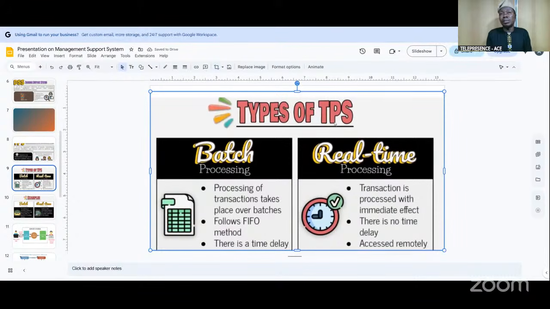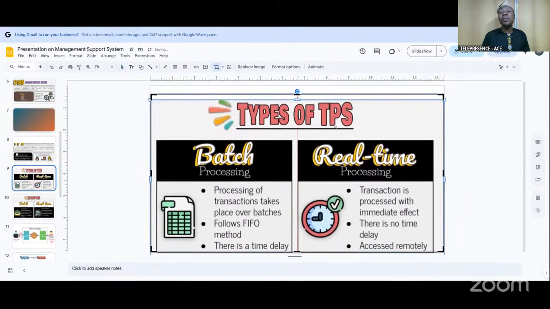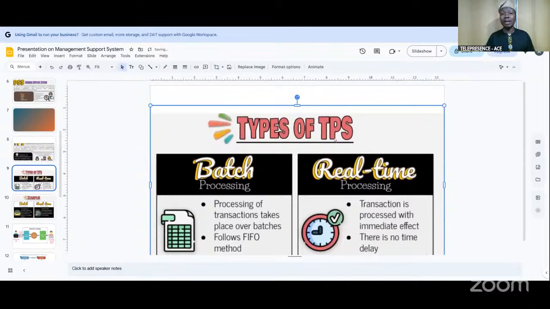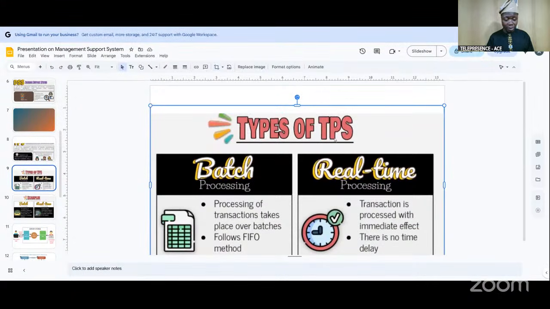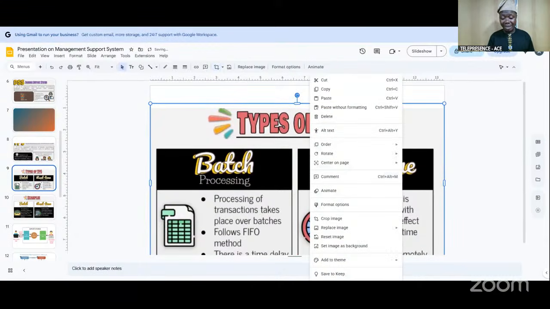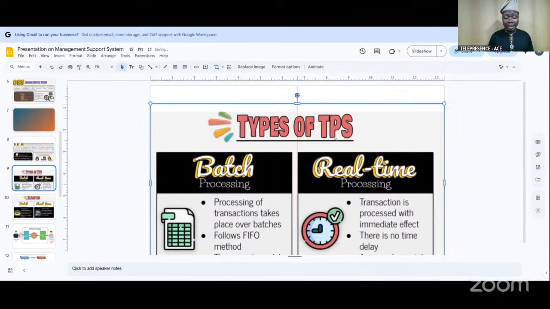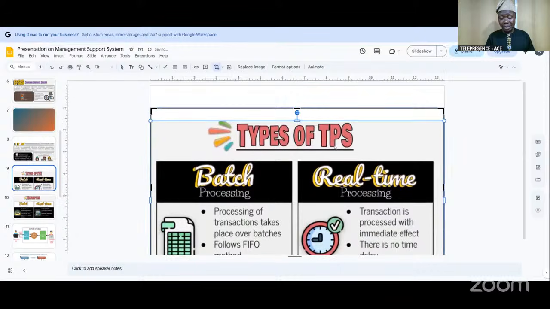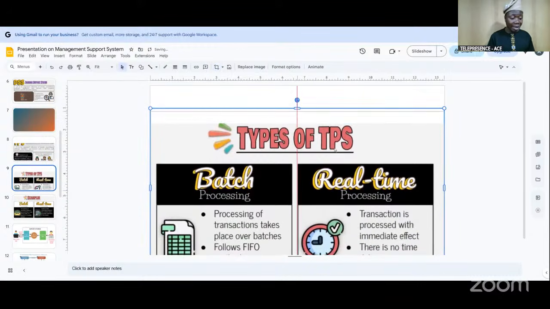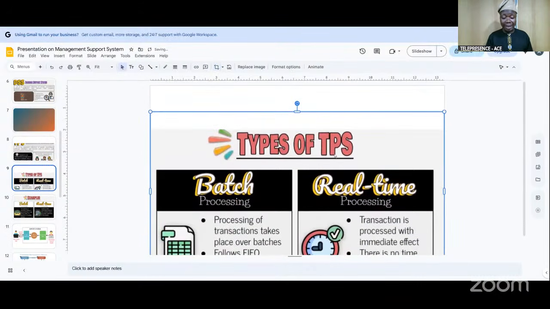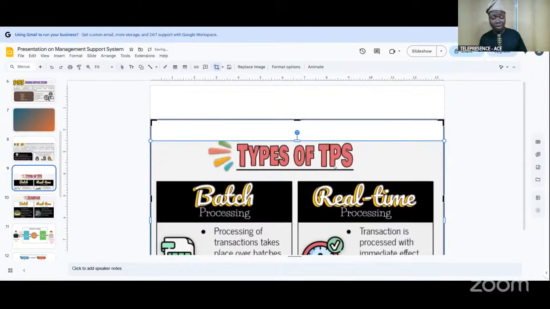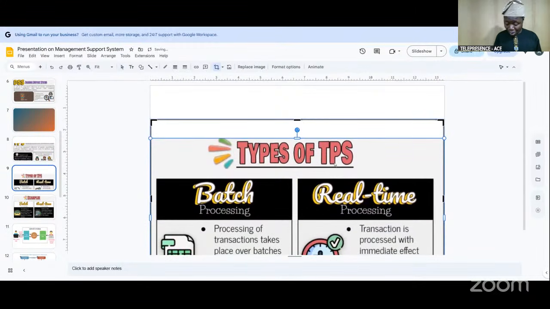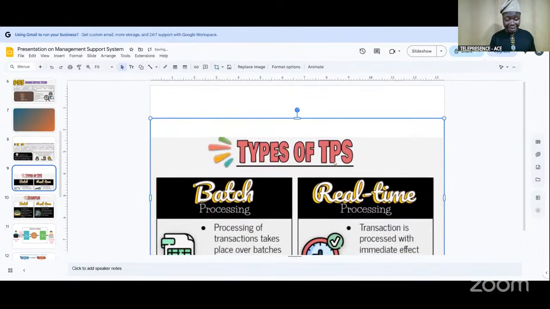A real-time processing system example is when we are sending money from our bank to another bank account. That is real time. So when there is a delay, you will panic. I've sent 50,000 naira to a particular account, and the person has not received the alert. What is wrong? You will panic. At the end of the day, maybe there is a problem with the network, so you go to your bank and complain. That is real time.